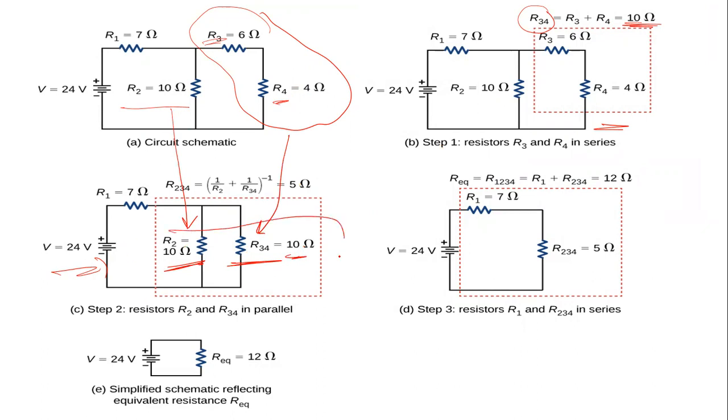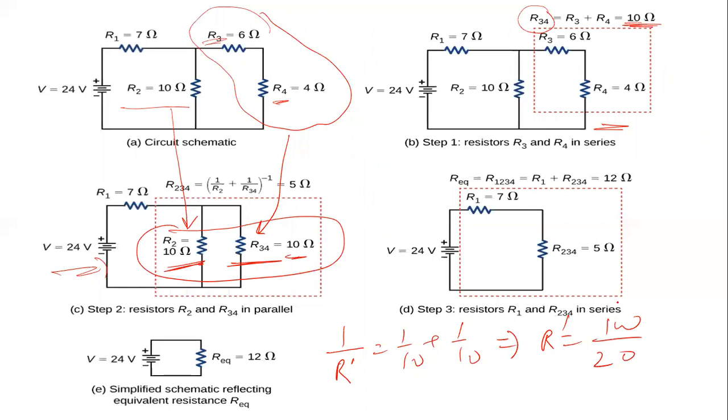So now you have 10 ohm and 10 ohm in parallel to one another. Let us say 1 upon R dash is 1 by 10 plus 1 by 10. So R dash is equal to 100 divided by 20. So it is 5 ohm, right? Because this is R2, this is R34, the new notation given here is R234, which is equal to 5 ohm.